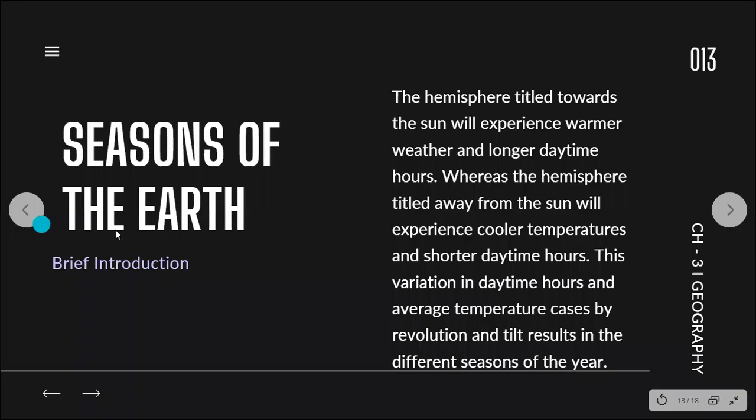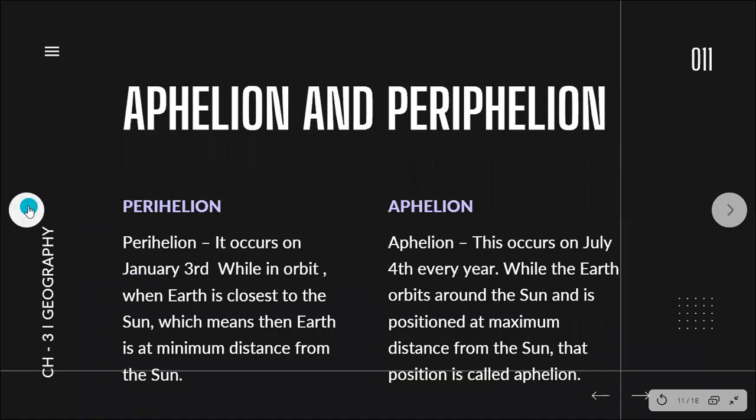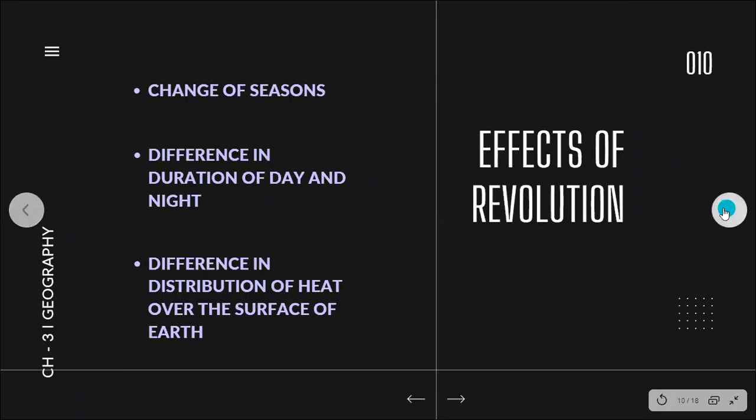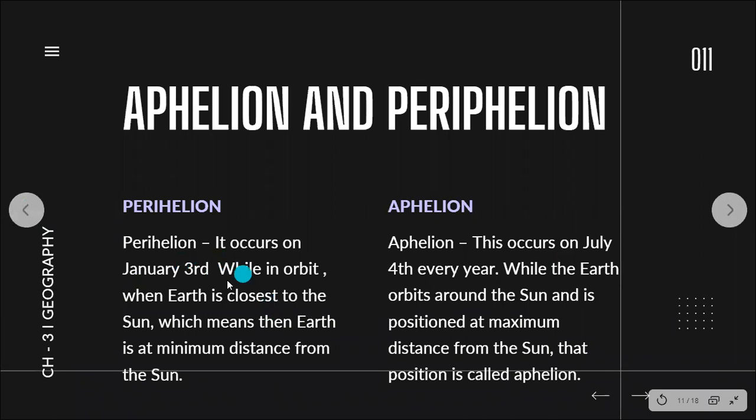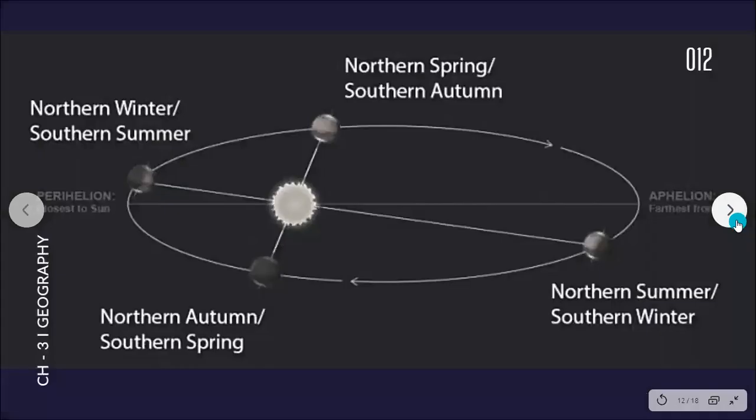So this is aphelion and perihelion. Perihelion occurs on January 4th. Make it January 4th, students, when the orbit of the Earth is closest to the sun, which means Earth is at a minimum distance from the sun. Aphelion on July 4th, when the Earth orbits around the sun and its position is at maximum distance from the sun, right?